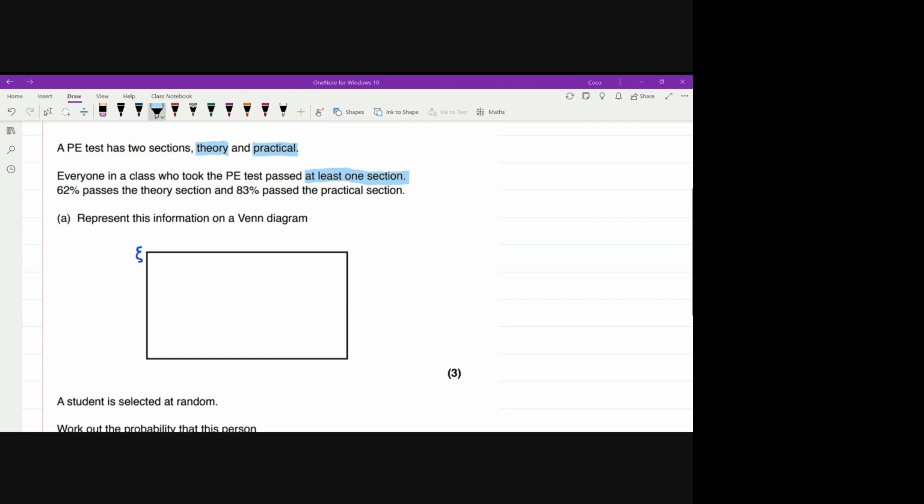What's my third option? Both. That's it, Balissa. Excellent, good. They've either passed theory or practical or both. Okay, so now the question says 62% passes the theory section and 83% passed the practical section. We're going to have a problem.